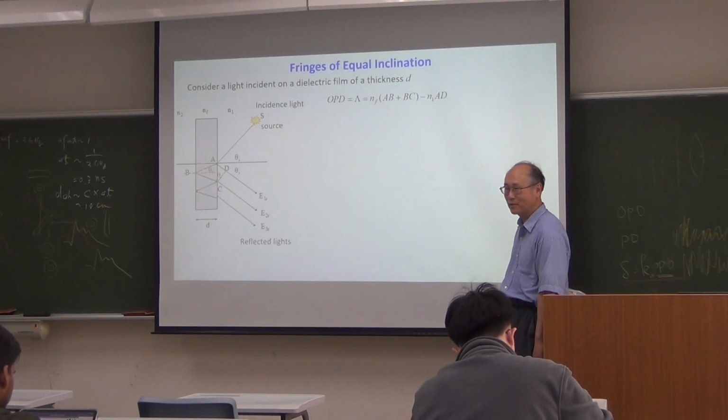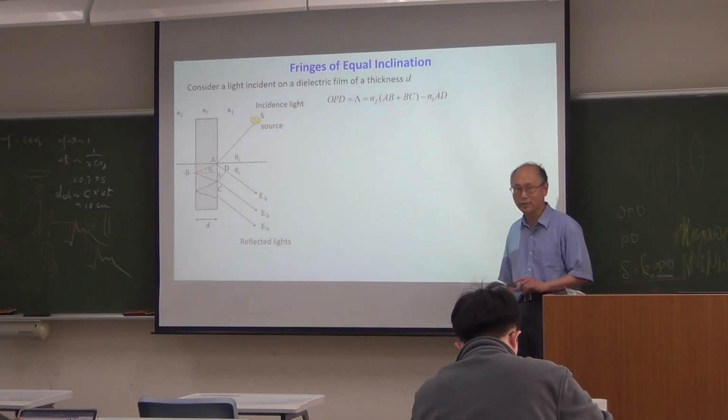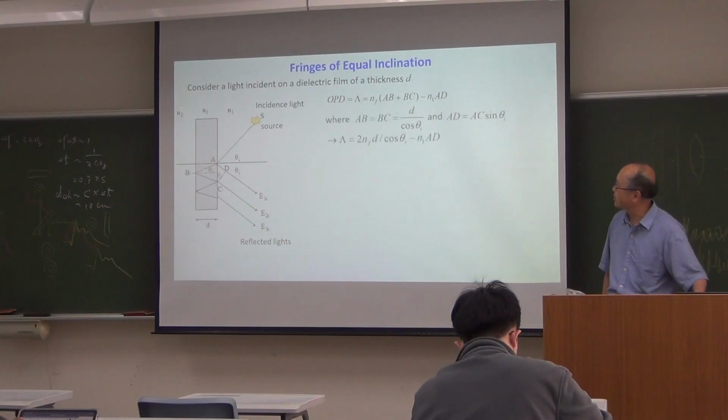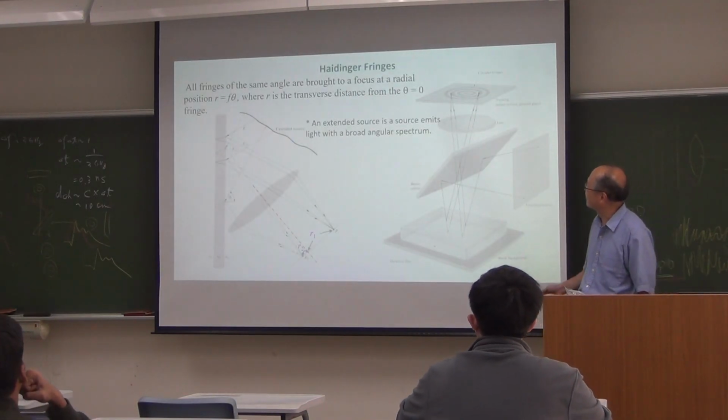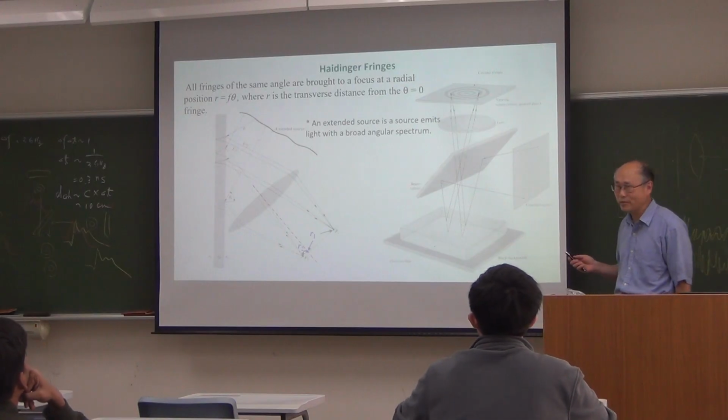You could produce the interference fringes, as long as the light source has coherence. All right, so let's look at this interferometer. We call this head-interior fringes.